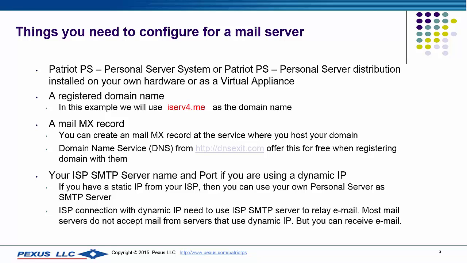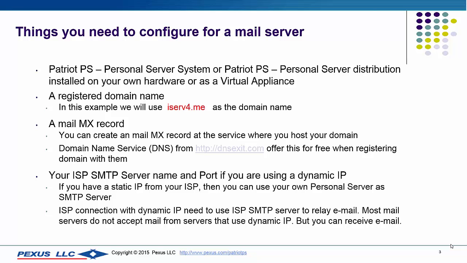There are a number of other domain name service providers out there which allow you to register the domain and also provide services to create the MX record. The MX record, which is the host name that points to your ISP's external IP address, can be updated if the IP address changes using features available on the Patriot PS Personal Server or from your router. So the MX record takes care of routing your incoming emails to your Patriot PS Personal Server.